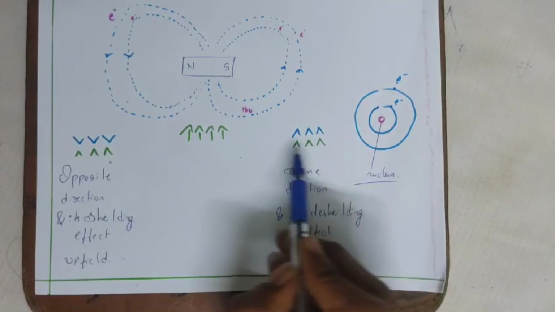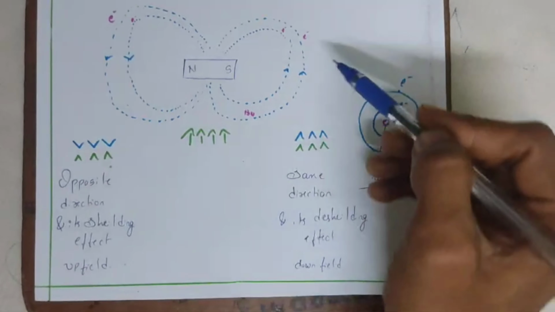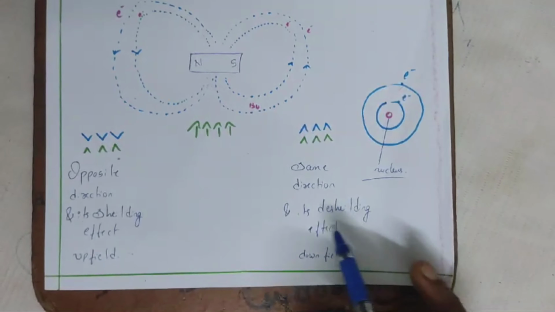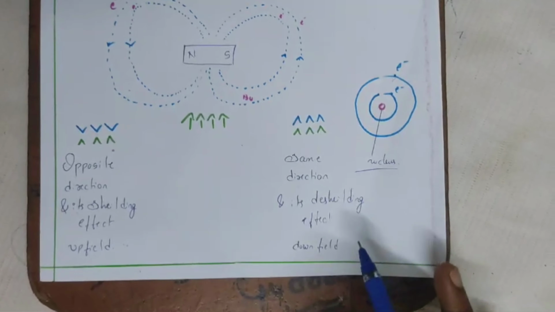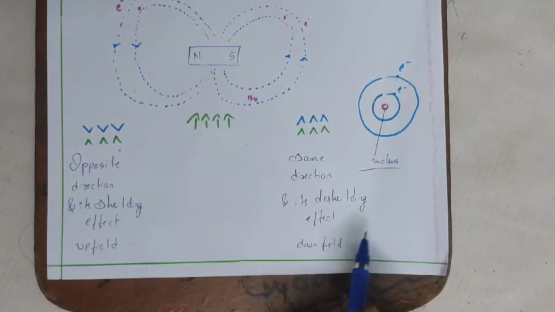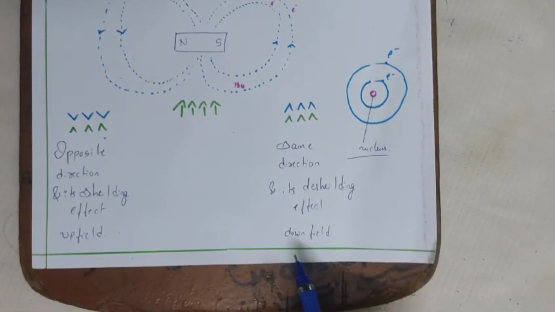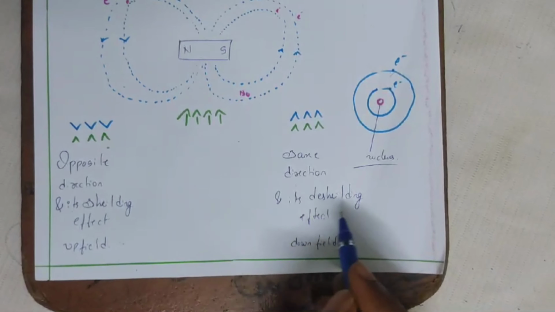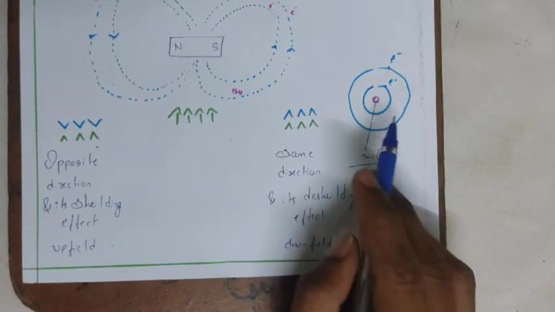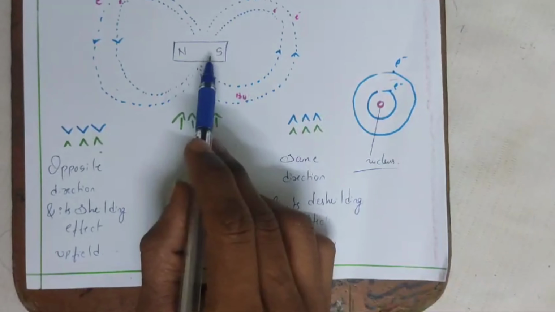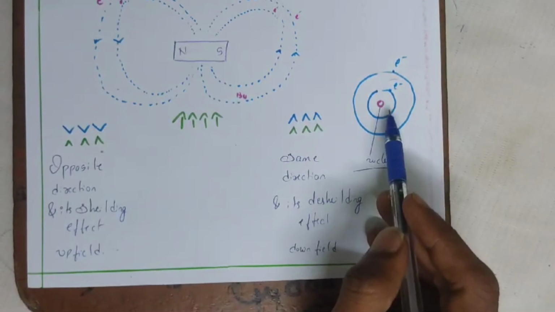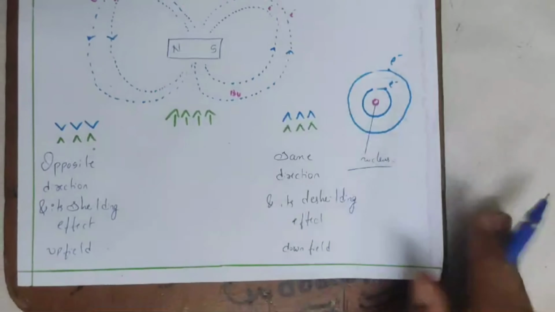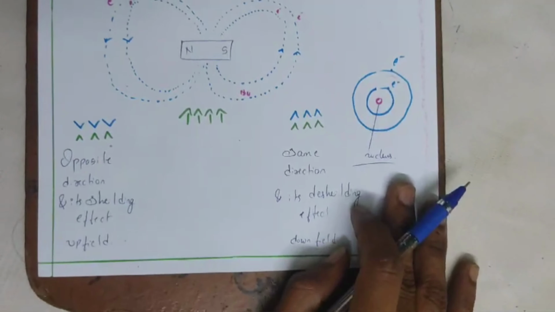Here we can see this applied magnetic field and this induced magnetic field are in the same direction. When they are in the same direction, it is called a deshielding effect. So this is downfield, which will come in chemical shift; let's discuss it at that time. So now the deshielding effect. Here we can see this is a nucleus and electrons are revolving around it. These electrons will produce a magnetic field, and it is an induced magnetic field.